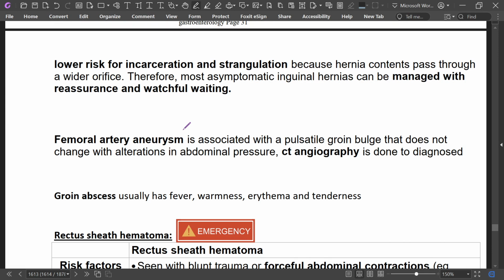Femoral artery aneurysm is associated with a pulsatile groin bulge that does not change with alteration in abdominal pressure. CT angiography is done to diagnose it. Groin abscess usually has fever, warmth, erythema, and tenderness.